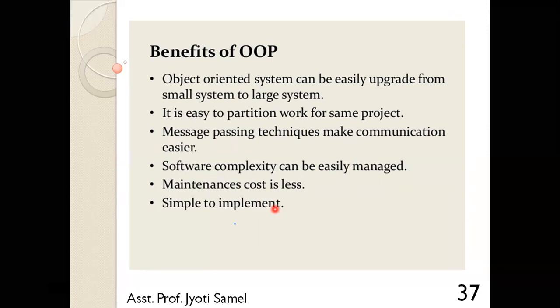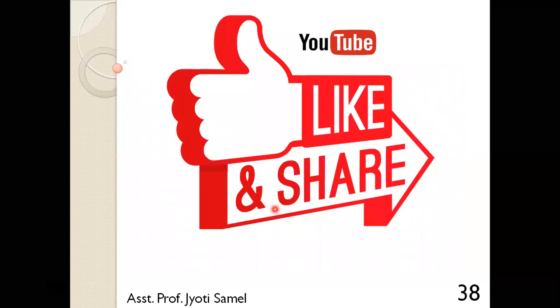It is easy to partition work for the same project. Message passing techniques make communication easier. Software complexity can be managed easily. Maintenance cost is less. Simple to implement. Hope all of you are clear with this entire tutorial, the basic principles of OOP. We have learnt over here a total of 8 principles, and among these, object and class are very important.